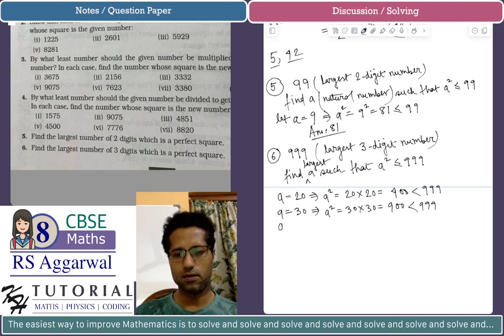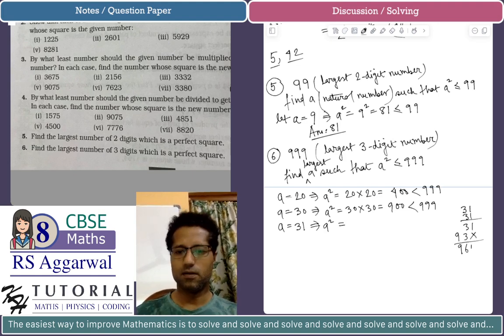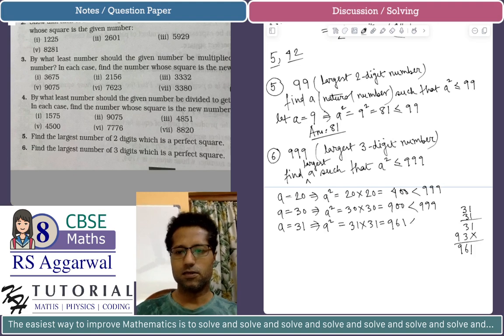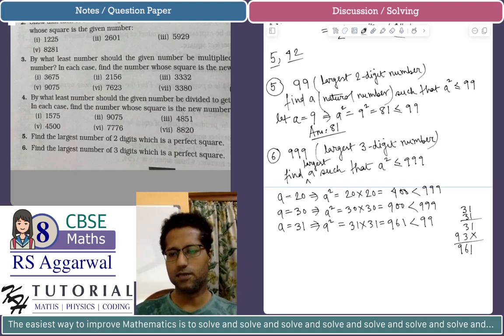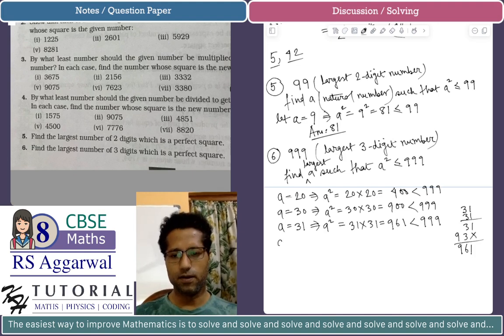Now you consider slowly. Let's say a is 31. This implies a square is equal to 31 into 31, which is 961. 31 multiplied by 31 is 961. We are still in the range. It is still less than 999. Can we go a little further? Can we go a little more than 31? Let's see what if 32.